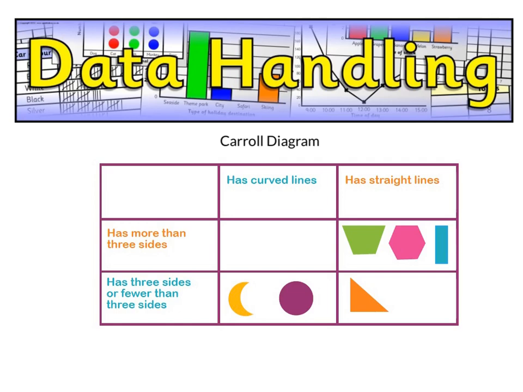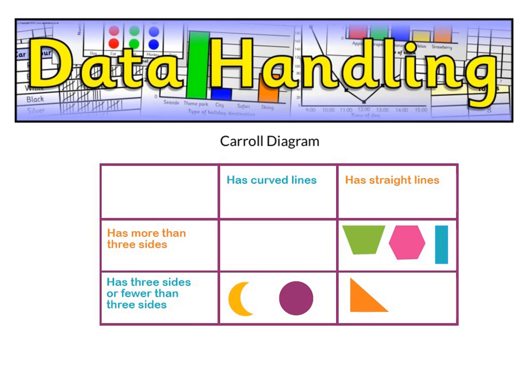So if we think about the first shape, a moon shape, we think first of all, okay, has a moon got curved lines or has it got straight lines? Well, it's got curved lines, so it would be in this column here. And then we think, has it got more than 3 sides or has it 3 sides or fewer? So because this is an irregular shape, we can count it's actually got 2 sides, 2 curved sides. So we would put it in this section here.